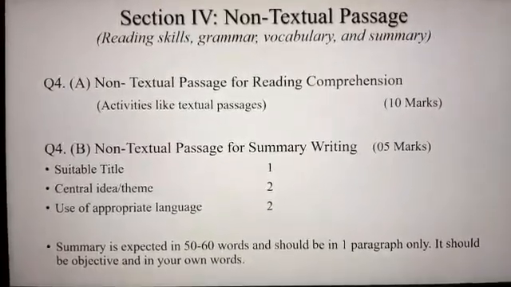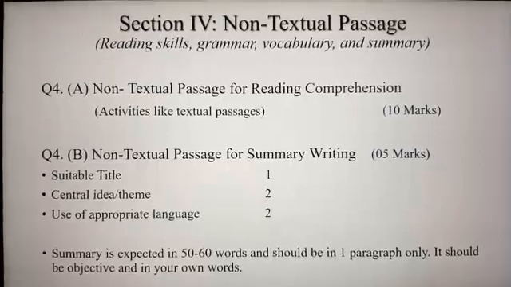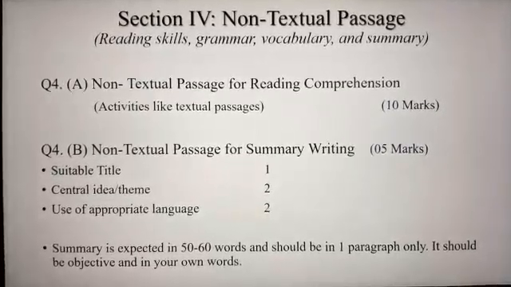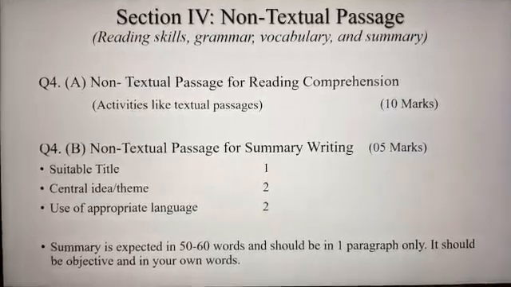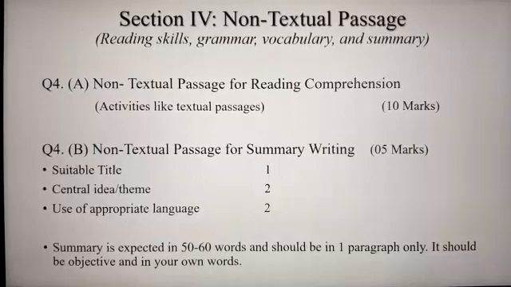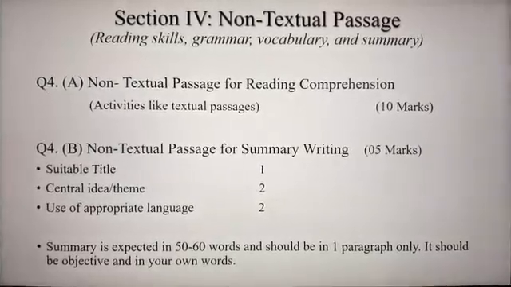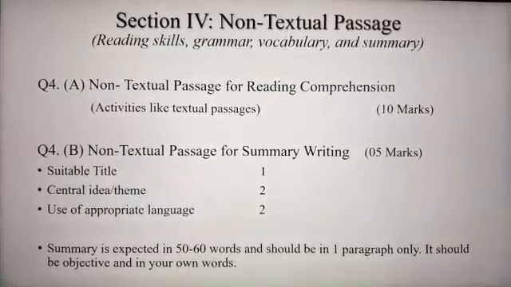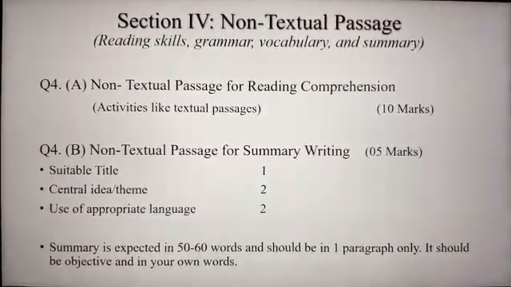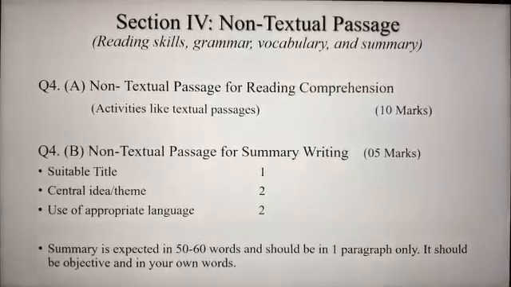Under section 4, non-textual passage, you have activities just like textual passages of 10 marks, and for the same unseen passage you need to write a summary. Under summary you will cover a suitable title for 1 mark, the central idea of it, and the appropriate language used. The summary is expected in 50 to 60 words and should be in 1 paragraph only. See that you write it in your own words.